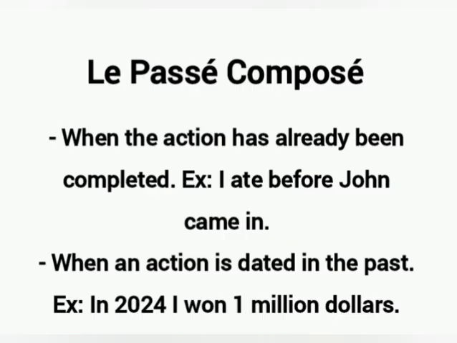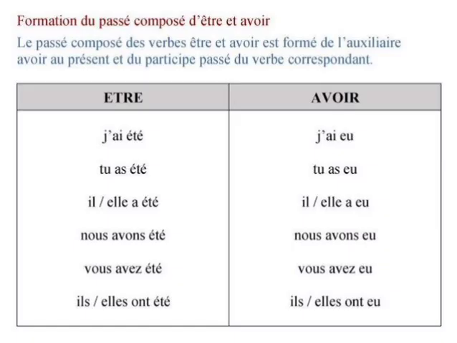Now let's do examples of the verb to be and the verb to have in the Passé Composé. So to say I was, you were, he was, we were, you were, they were. You say j'ai été.